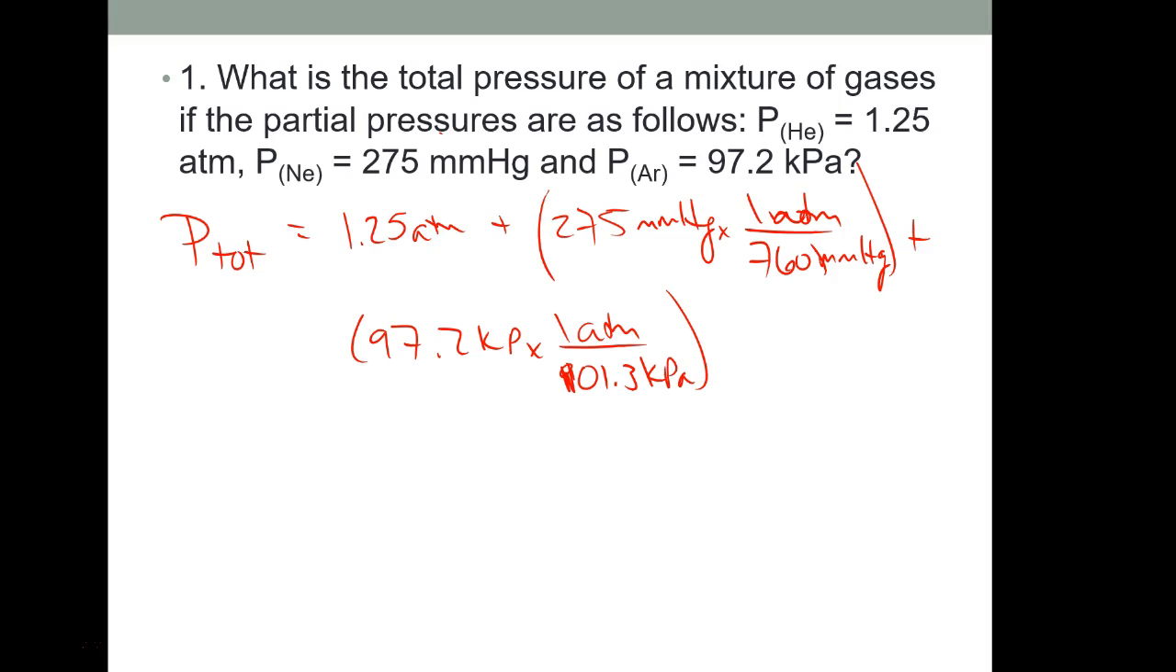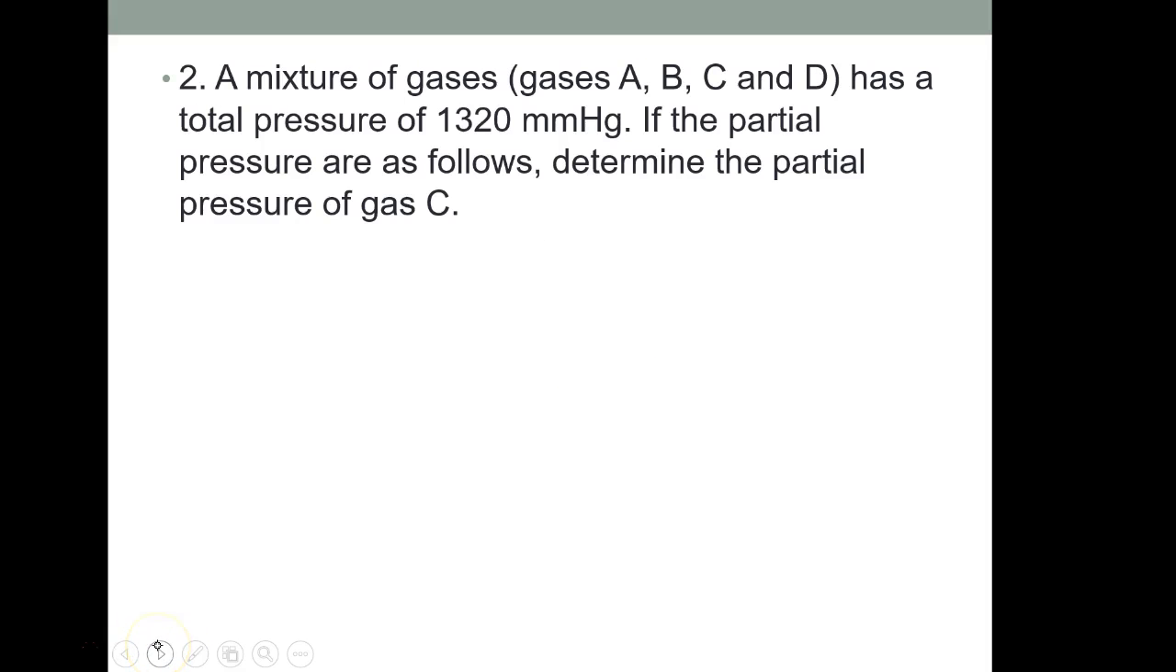Let's see, make sure I put the parentheses in the right place. And I got 2.57 atmospheres. So that's not too hard. Basically, you just add them all up. So that's one of the ways it's done.